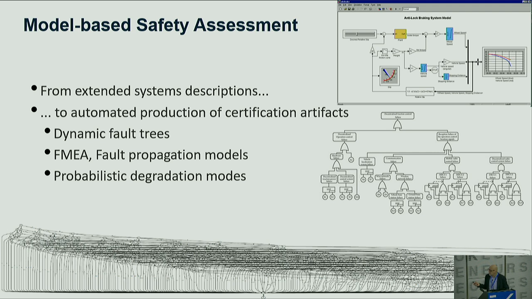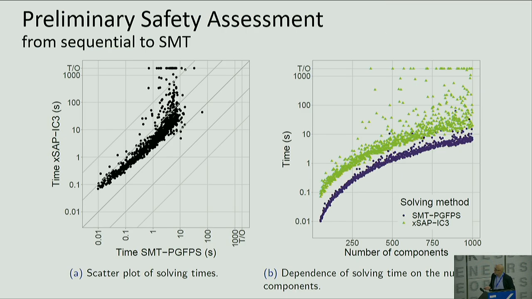These are artifacts that need to be used for the system certification. So they are very important and they are very hard to construct by hand. What we do with model-based safety assessment is to make sure that these artifacts are constructed automatically. And it was interesting to see how, for specific problems called the preliminary safety assessment, the adoption of specific encodings and the use of SMT solving instead of model checking was extremely effective.